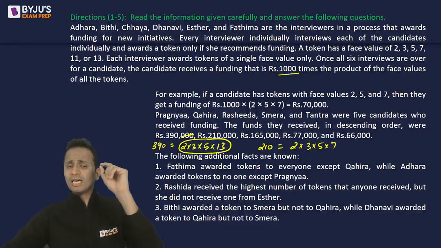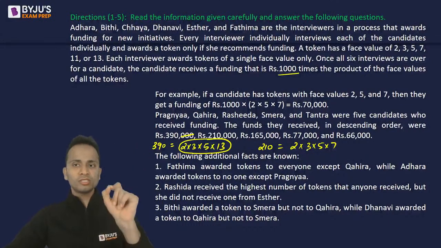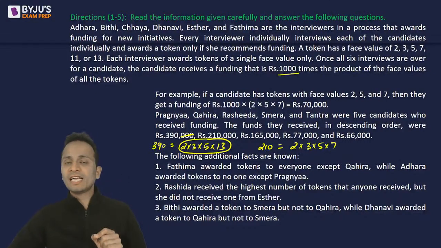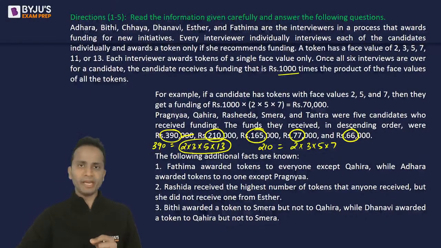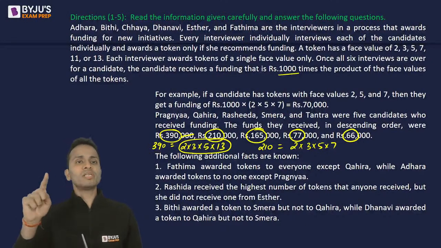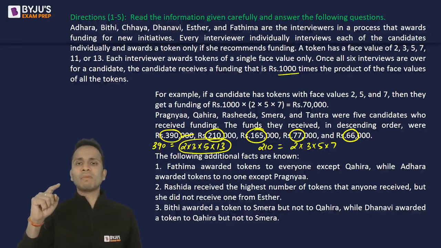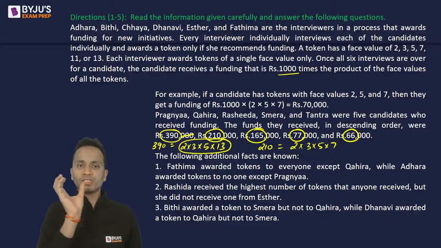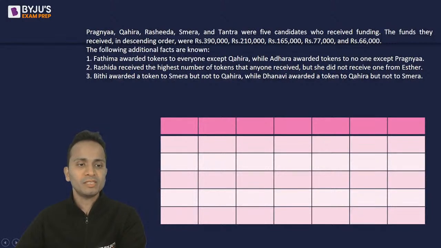Okay, so I'll make a table in which I will write these values, the funding that they have received. I'll not write thousands. I'll just write 390, 210, 165, 77 and 66. Now in the columns I'll write the token numbers: 2, 3, 5, 7, 11 and 13. And then I'll just keep on putting a tick mark or a cross in front of the funding with the tokens. So this is the blank table that I have made.